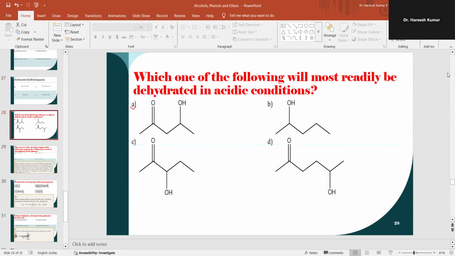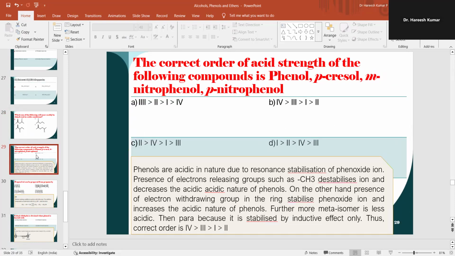Let's take another one. Which one of the following will most readily dehydrate in acidic media? You can observe that here this proton is on what is called the active methylene group. This carbon is called the active methylene carbon. The protons present on this carbon are called active protons. This is not found in the other substrates. So this is an active hydrogen containing moiety. This is more feasible for dehydration. So option A will be the correct answer. Let's take one more question.